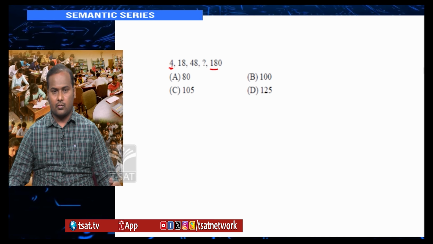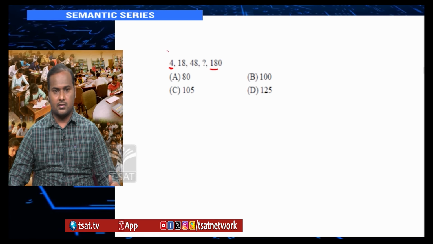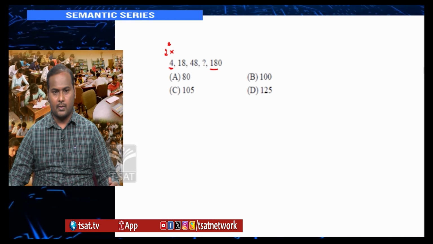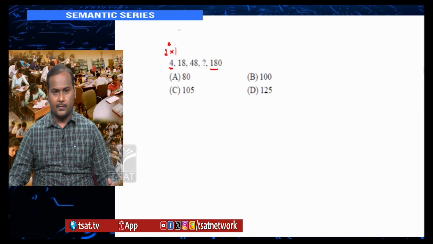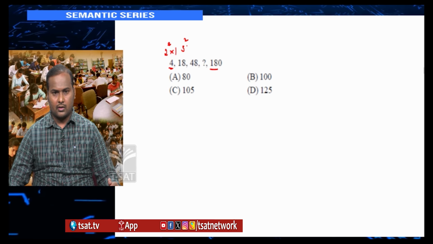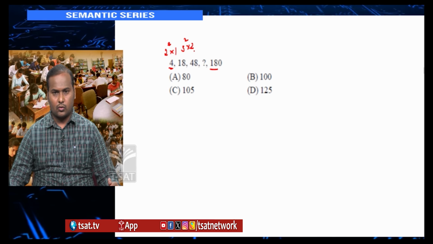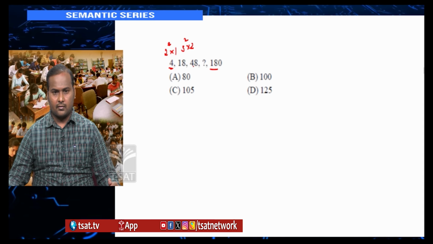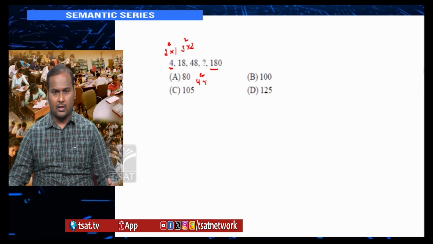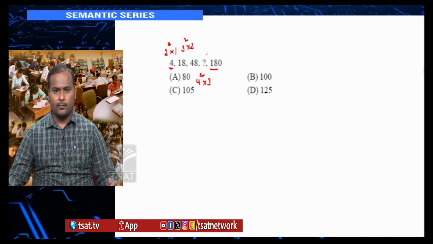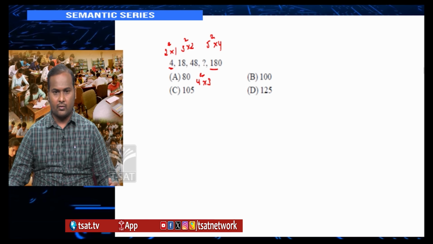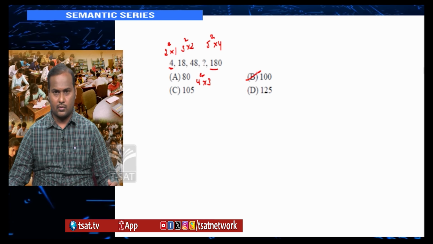The moment you see 4, the first thing that strikes your mind is it is a square, that is 2 square. So, I can write it like 2 square multiplied by 1. And if you see 18, it is 3 square multiplied by 2. The moment you see 48, the 48 is 4 square multiplied by 3, that is 16 into 3. Obviously, the answer will be 5 square multiplied by 4, that is 100 is your answer.